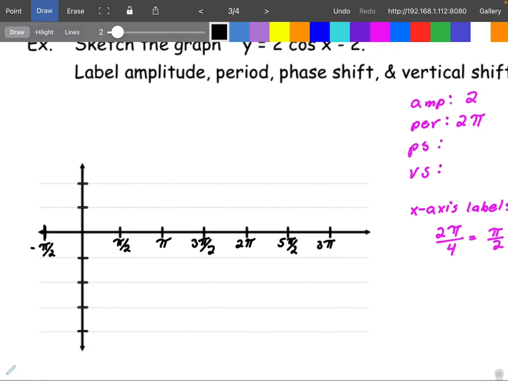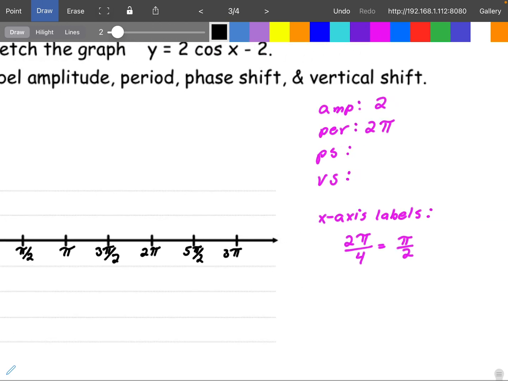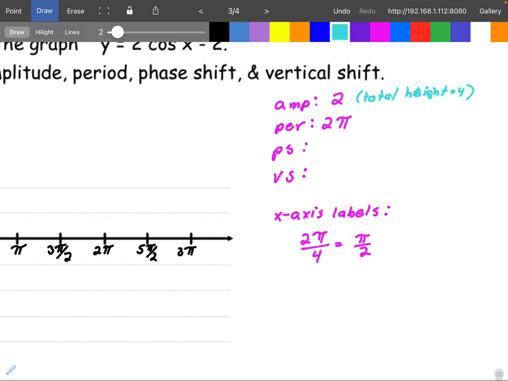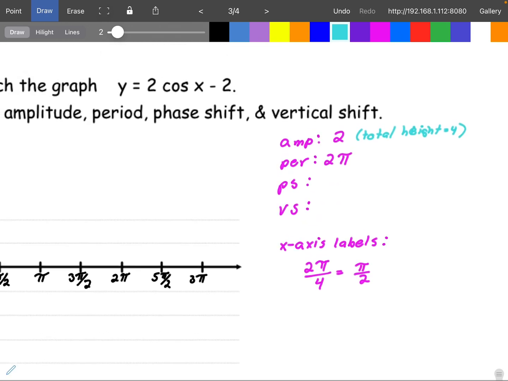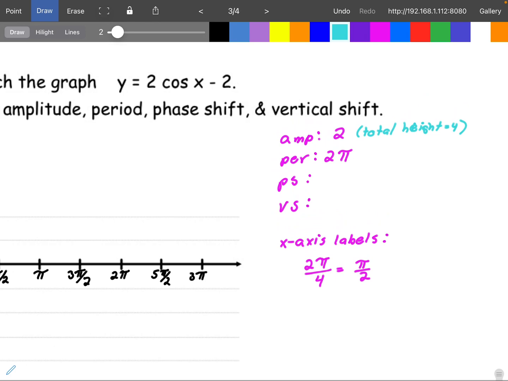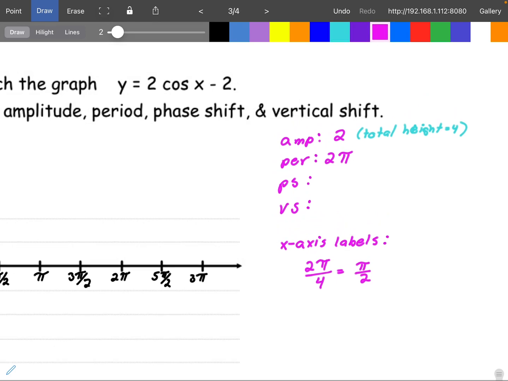Okay, so we know that this thing is supposed to have an amplitude of 2, which means a total height of 4. So let's go ahead and put that in just for our reference. Total height is 4. Now, phase shift. Since there is no parentheses here, that means that there is no phase shift. So you are simply going to write none. We are not scooting left or right at all. My vertical shift is this -2 behind the x. And so that is down 2.